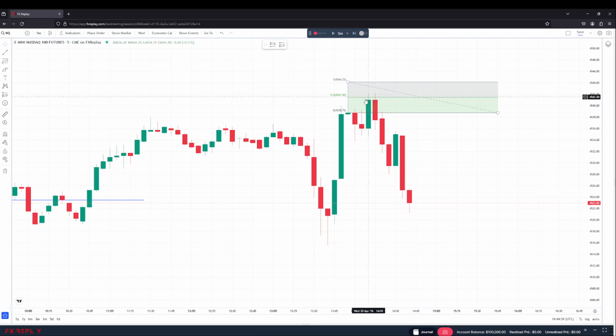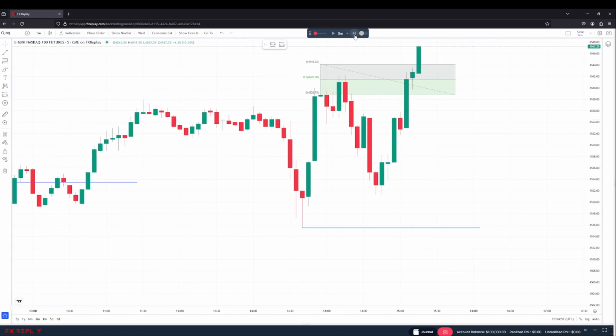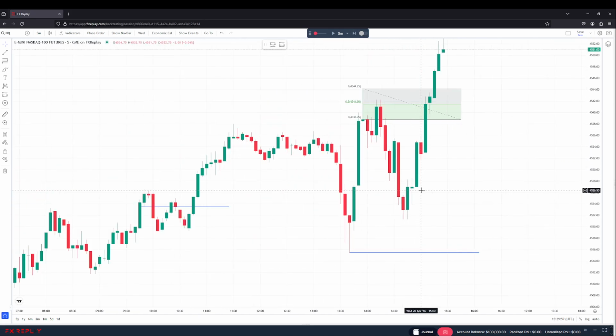Look how we respected 50% of this wick. We never got a body close. That would have been your stop out right there. And then let's see if we continue all the way down to this low down here from the manipulation leg. And we do not. So you see what happens.